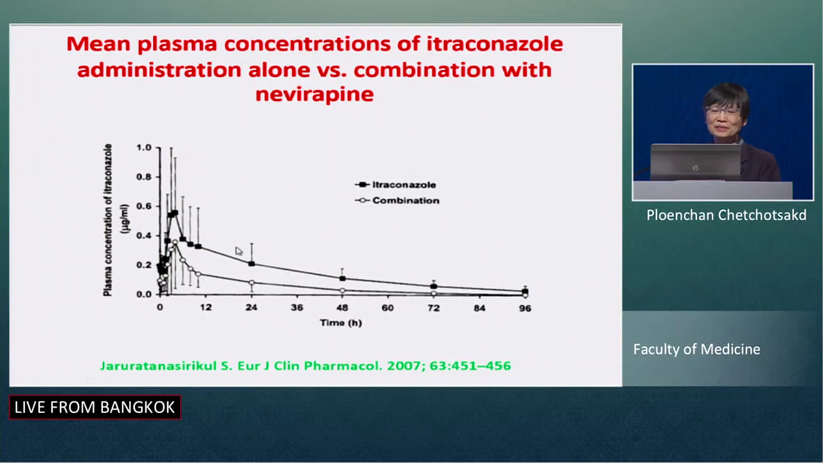So you are right. Before I had this patient, I was not aware of the drug interaction. Actually, this study was done by Ajahn Suthep in Songkla, Thailand; he did the PK study in normal patients receiving itraconazole administration alone or in combination with nevirapine. You can see here, this is the itraconazole blood level. But when you co-administer with nevirapine, the blood level is reduced significantly.